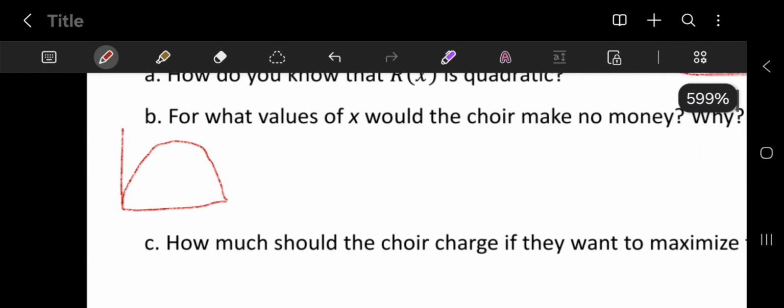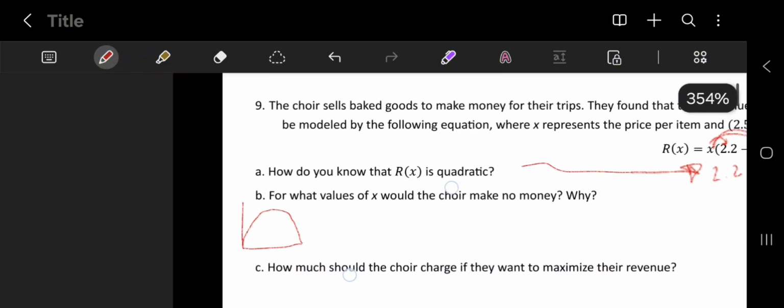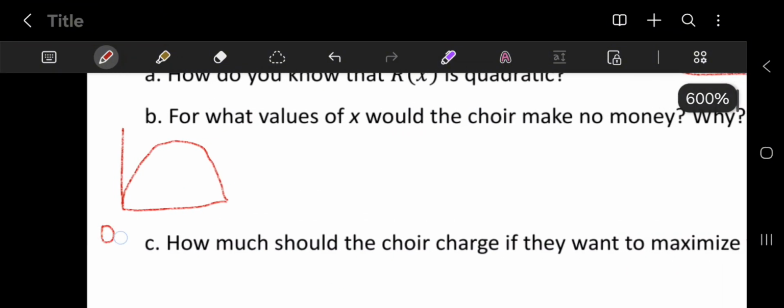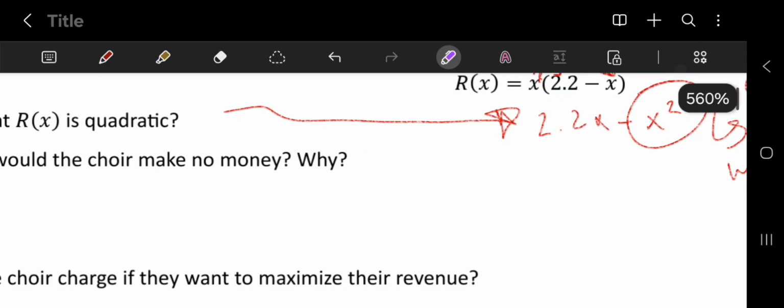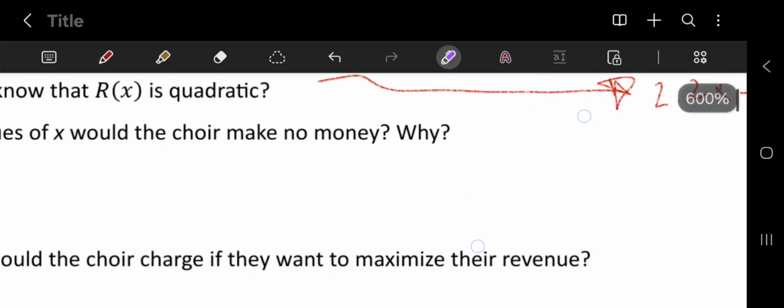And we know that literally if they sell nothing, they will make no money. So we can always write down 0, 0 as one point, because that's just saying for 0 items that they sell, they make 0 revenue, which makes sense. And now really what we're trying to find is this other dot right there. The way we can do that is we can actually solve algebraically. We can use our equation over here and make it equal to 0.